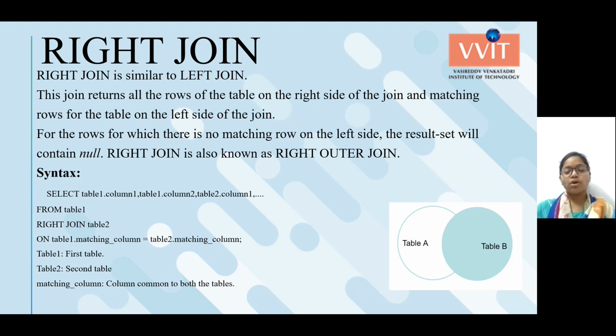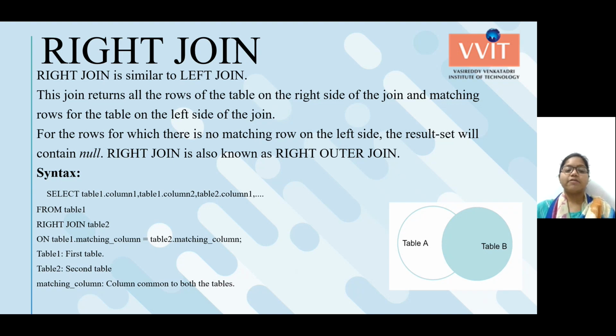That means all the rows of table B are written to the output, and the matched rows of table A are written to the output. The table B rows which are not matched will also be written to the output by containing null values in the result set. Here is the syntax: select column 1 from table 1, column 2 from table 1, and column 1 from table 2, and so on from table 1, and it is right joined with table 2 on table 1 dot column name equal to table 2 dot column name.